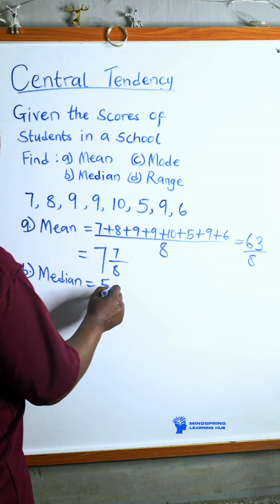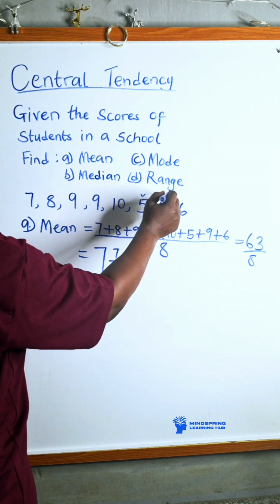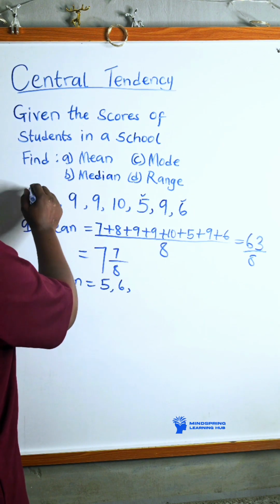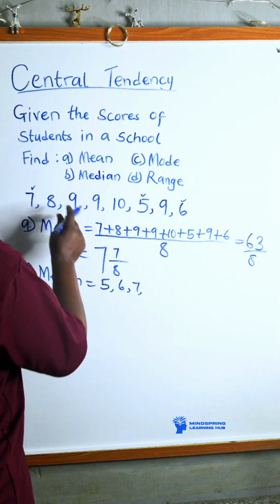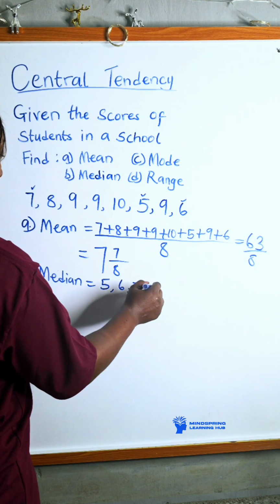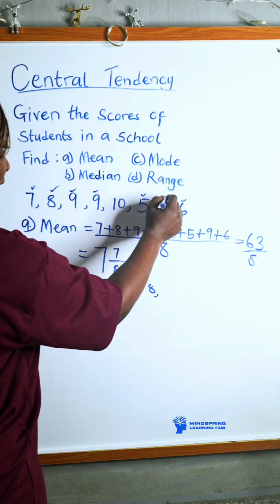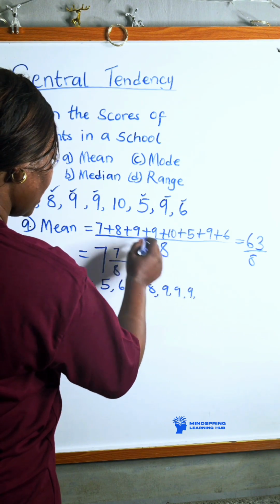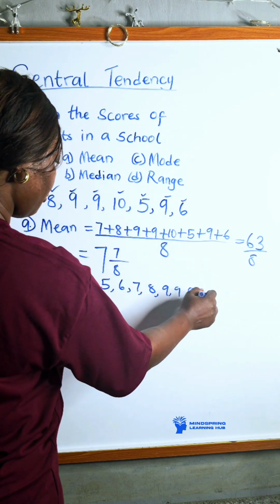So I'm going to write the 5. After 5, I have 6. So I'm going to be ticking it, so I'll know the ones I have arranged. 6. After 6, I have 7. And then I have 8. And then I have 9, 9, 9. 9 in 3 places. And then I have 10. So I have arranged everything.